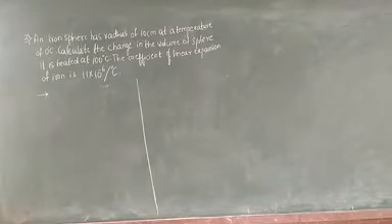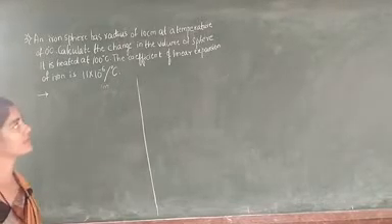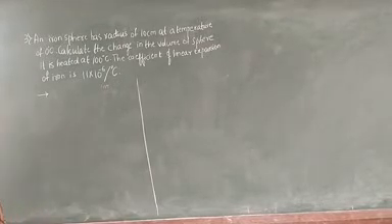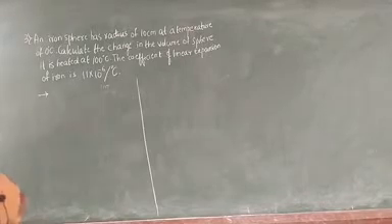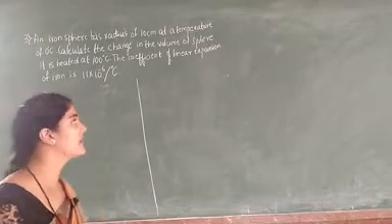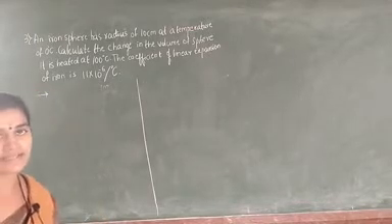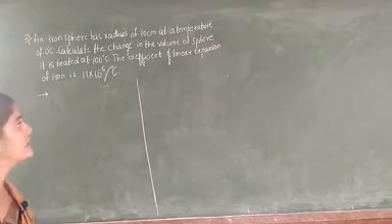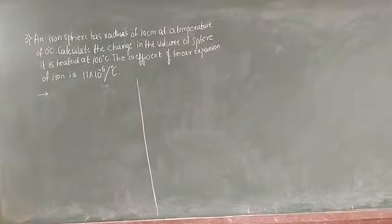Now, next question. An iron sphere has the radius of 10 centimeter at a temperature of 0 degree Celsius. Calculate the change in the volume of this sphere if it is heated to 100 degrees Celsius. The coefficient of the linear expansion of the iron is 11 into 10 raised to minus 6 per degree Celsius. Now here we have to find the change in the volume of the sphere.